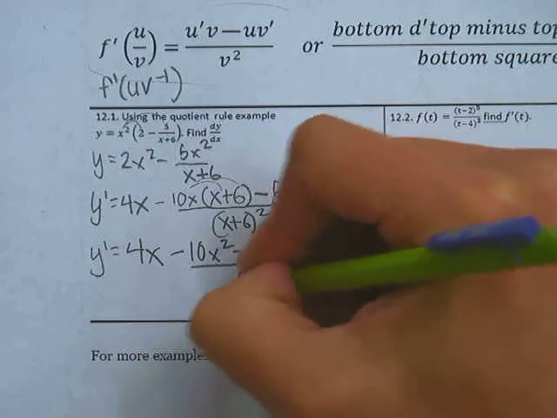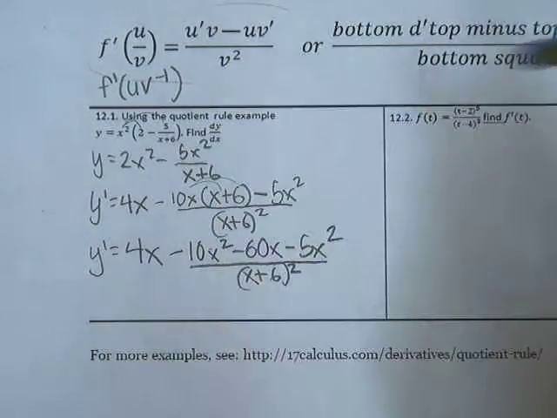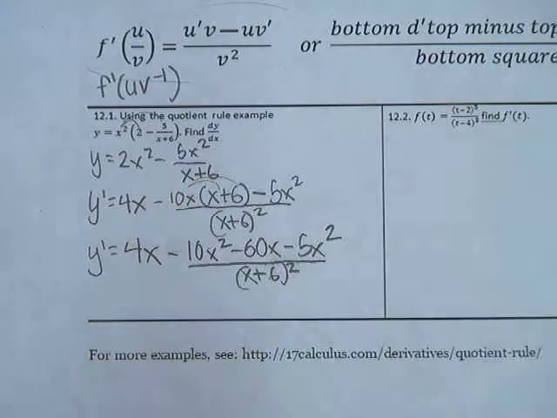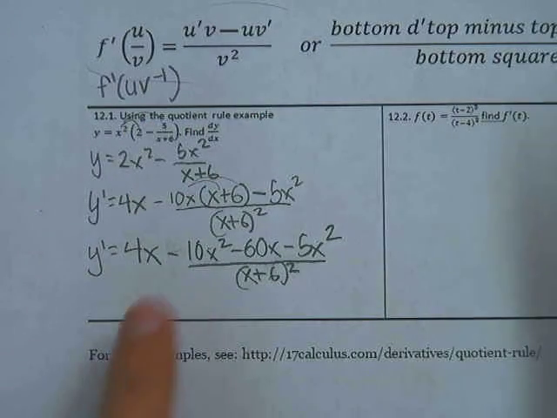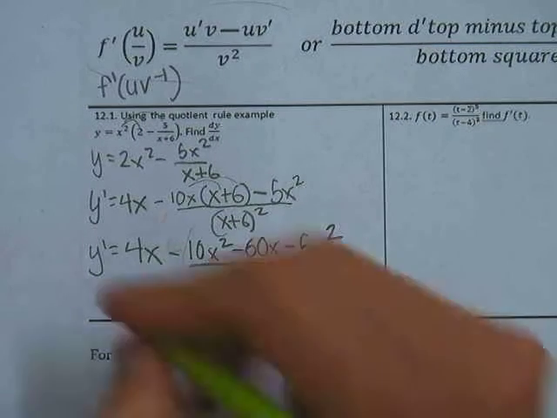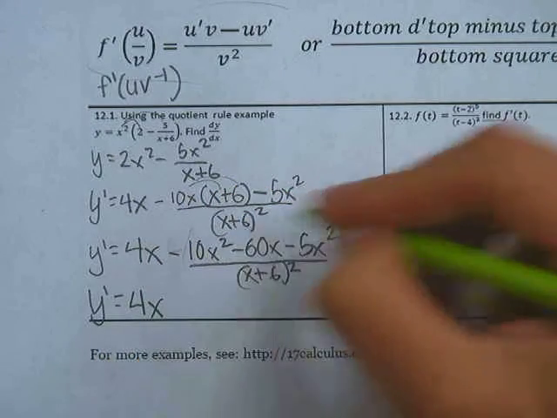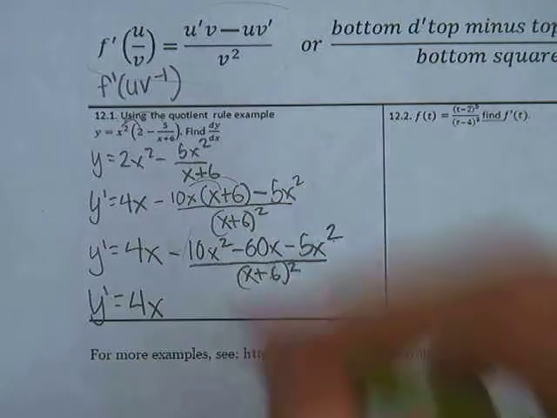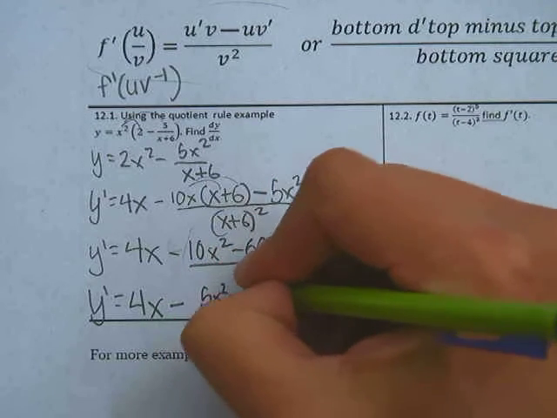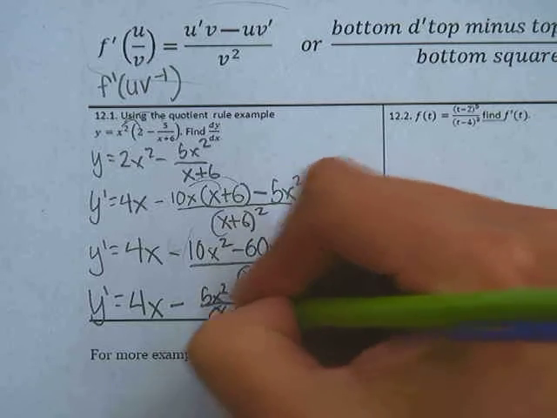And it should be obvious that these guys will kill each other. It's important to remember this minus sign. I should put this somewhere more clear. It doesn't apply to the 10, it applies to this entire term that's being subtracted. All right, and our last term is just going to be, okay, 10x squared minus 5x squared is 5x squared. So we get 4x minus 5x squared minus 60x all over x plus 6 quantity squared.